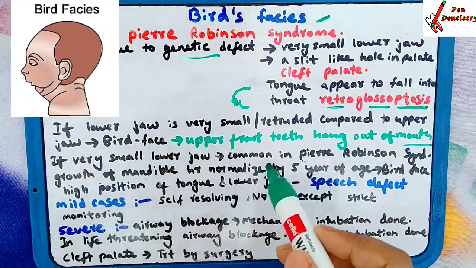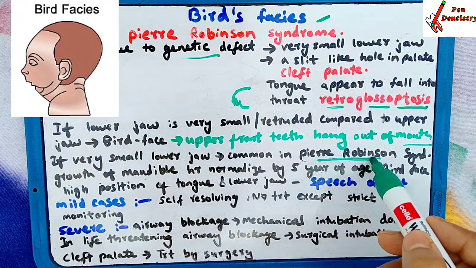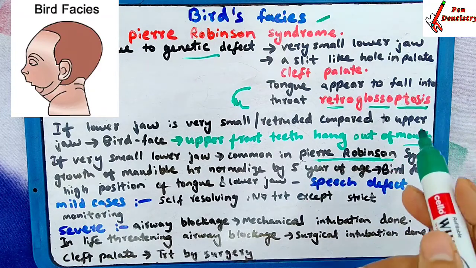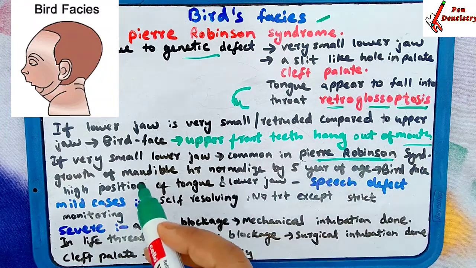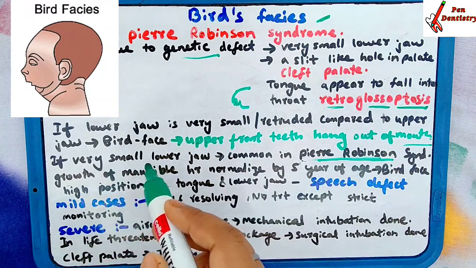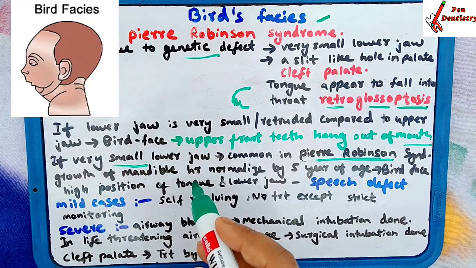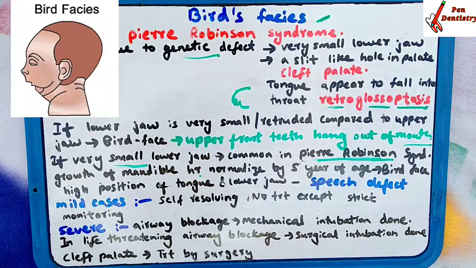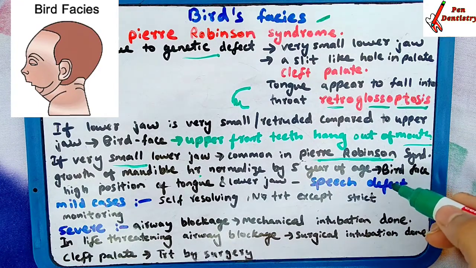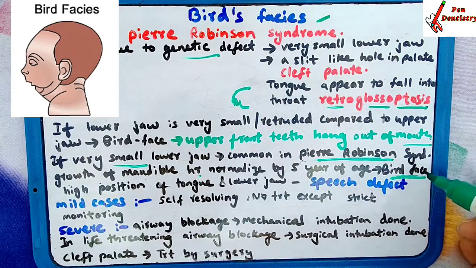A very small jaw is common in Pierre Robin syndrome. In Pierre Robin syndrome, what are you going to see? You are going to see that the lower jaw is very small. Growth of the mandible is normalized by 5 years of age. That means during the development of the baby, by 5 years of age, this syndrome will become normal, and up till then it appears as a bird face.